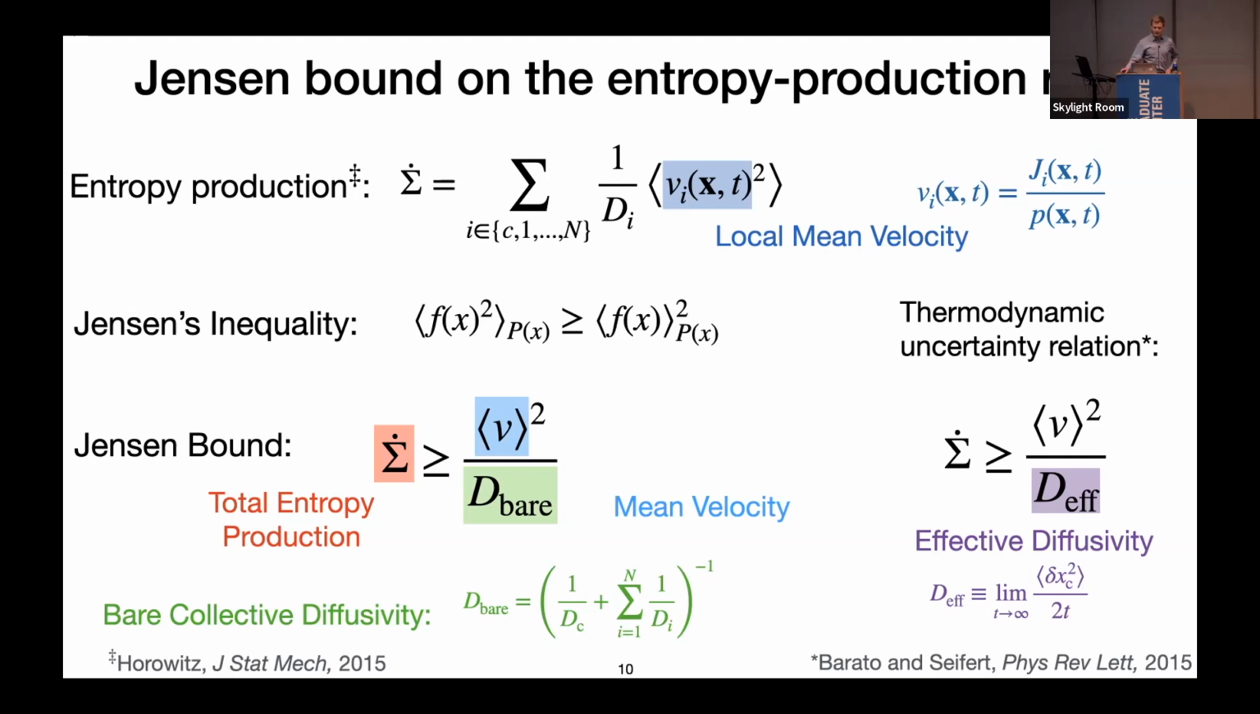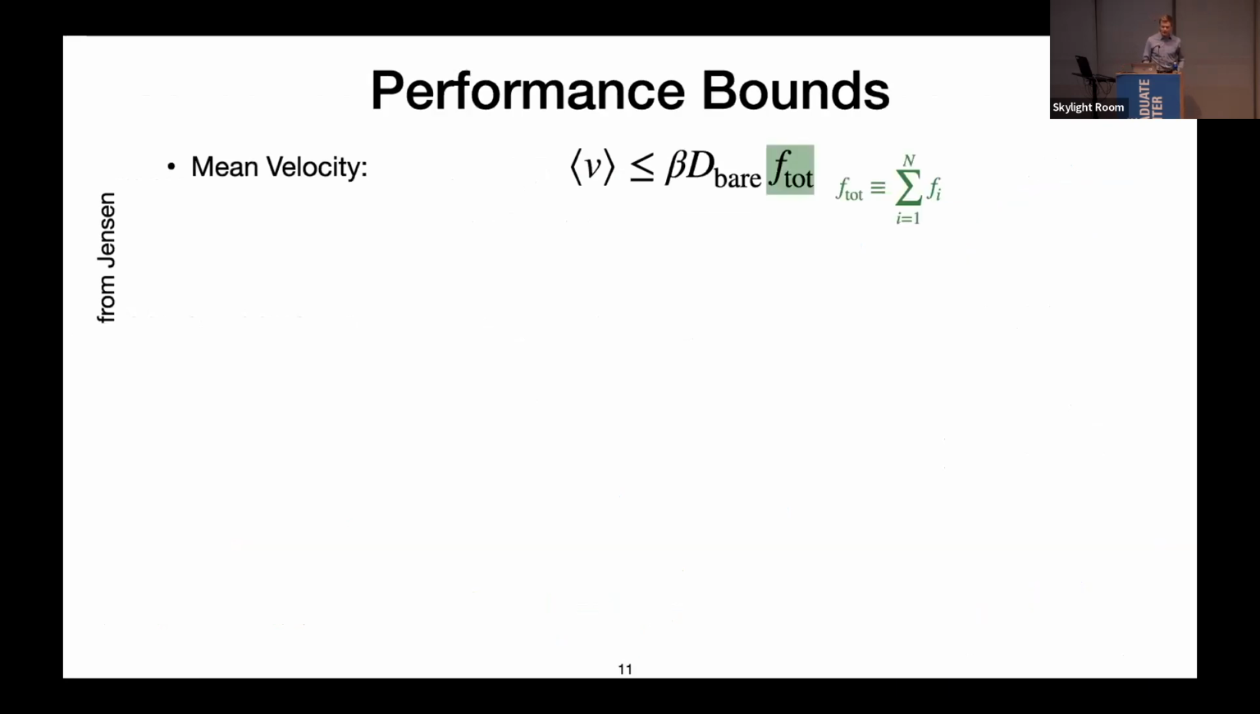But the important thing here is that the bare collective diffusivity can be calculated just from properties of the individual components of the system. It doesn't require simulating or measuring the entire system, whereas the effective diffusivity does to actually calculate or measure. So applying this bound to some of the metrics of performance that we want to optimize for these kinds of systems, we can get bounds on many different performance metrics.